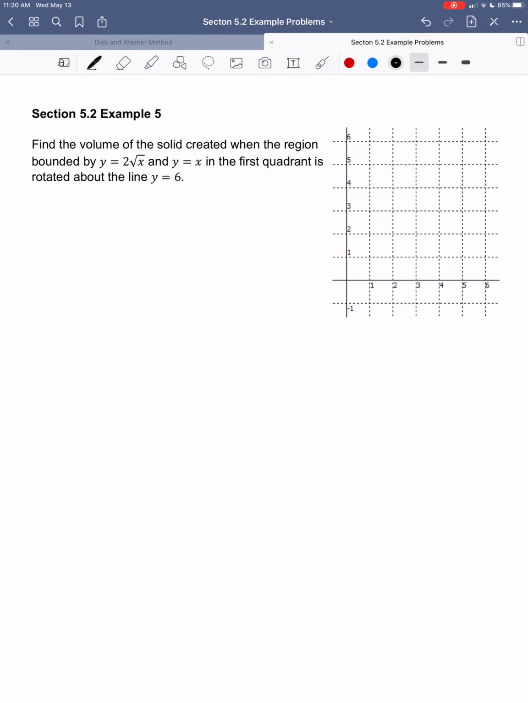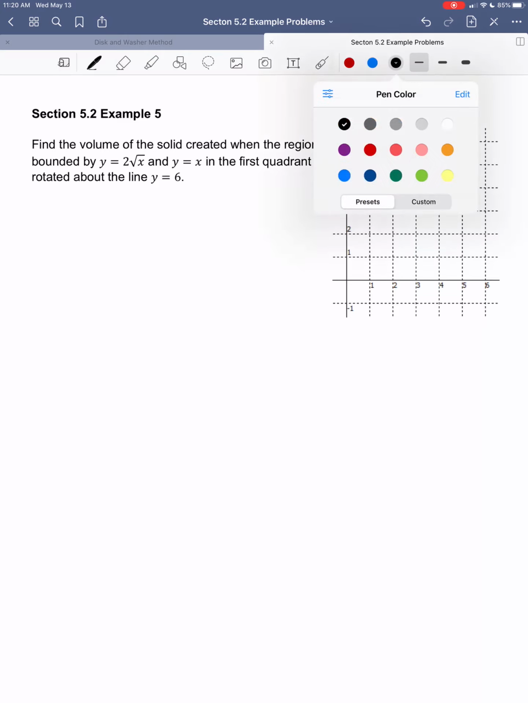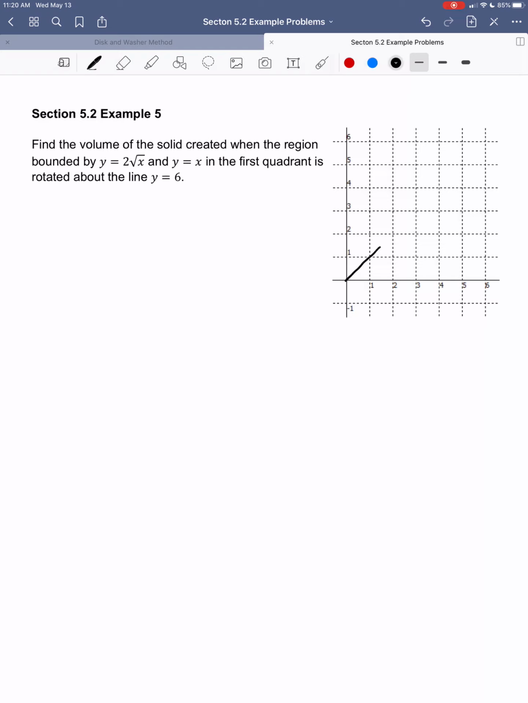All right. So here I've got the same region. I'm keeping it simple so we can really concentrate on how this works when I just rotate it differently. So there's my line. Here's my square root graph. And I still got these same points, 0, 0 and 4, 4. But now I'm rotating about the line y equals 6.